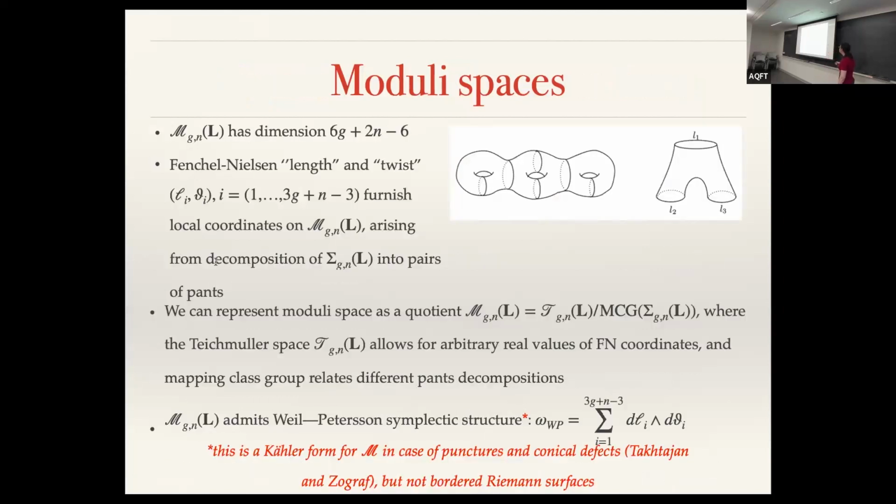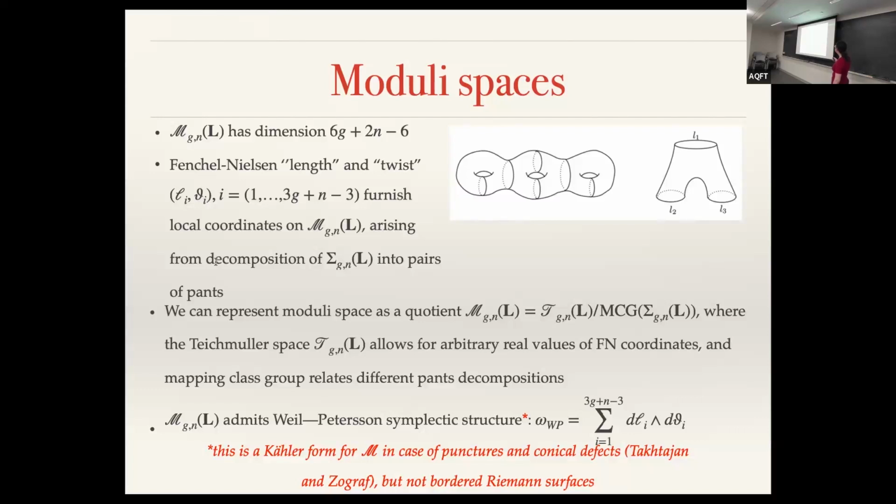So we eventually want to consider the geometry of moduli spaces of Riemann surfaces. For a general Riemann surface of genus g with n boundaries, the moduli space has dimension 6g plus 2n minus 6. One way of putting a coordinate system on moduli space has to do with decomposing your Riemann surface into pairs of pants. An example diagram is given here, where if you cut this genus 3 surface along these circles, you end up with 4 pairs of pants, where the boundaries are given by these circular cuts.